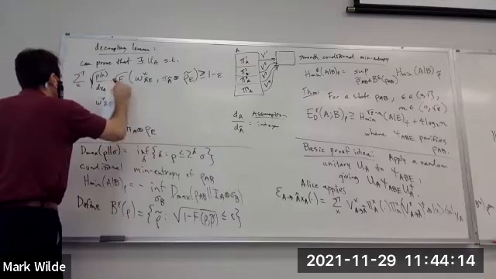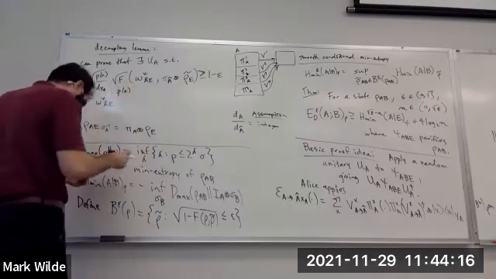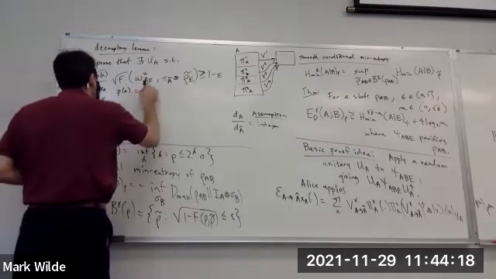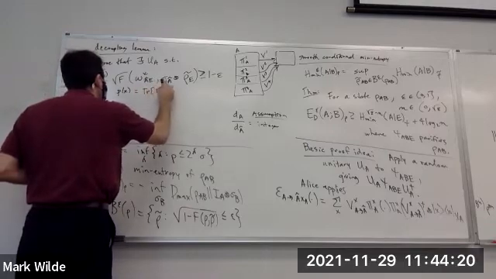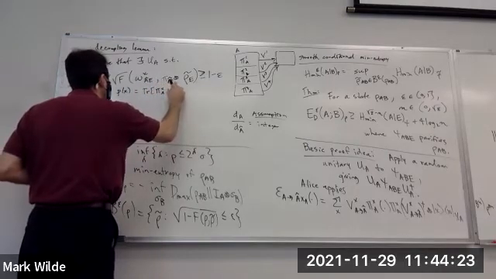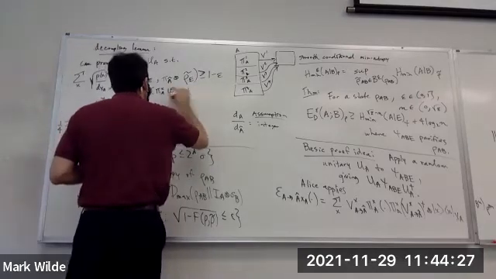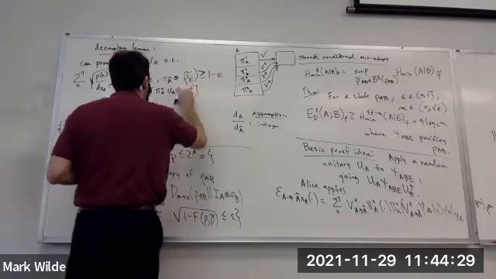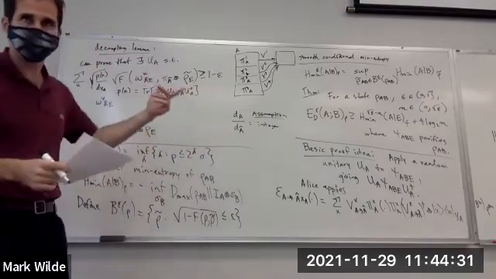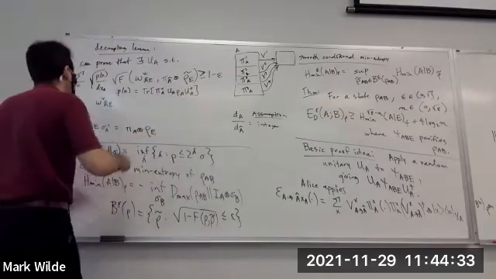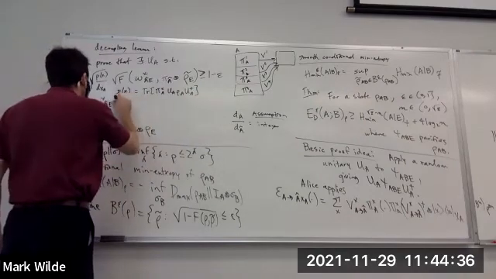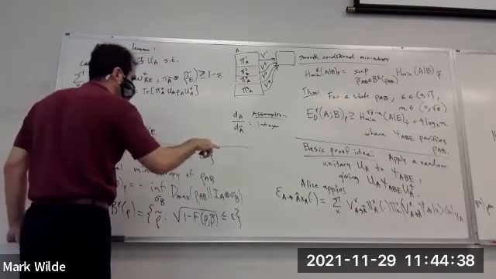First of all, P of x is the probability that you get outcome x when doing this measurement on system A after doing the random unitary. Okay. And omega x is the post-measurement state.